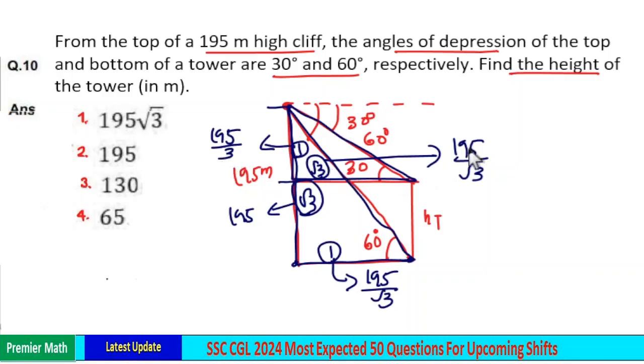If the root 3 part is 195 by root 3, then one part is equal to 195 by root 3 into root 3, which is equal to 65. So if this height is 65 and the total height is 195, then the height of the tower is 195 minus 65, which is 130. Option 3 is the answer.